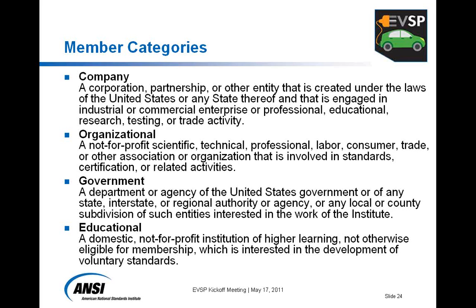Government is pretty self-explanatory. That's an agency or a department of the U.S. government or any state, interstate, regional authority, from a governmental perspective. And then educational, an institution of higher learning, not otherwise eligible for membership in one of the other categories, that's interested in the development of voluntary standards. So if you're familiar with ANSI, these categories are pretty familiar to you. If you look at this and go, I'm really unsure what I might be in this case, give Jim McCabe a note or a phone call, and he can help you sort out specifically where you would fall. Next slide, Jim.